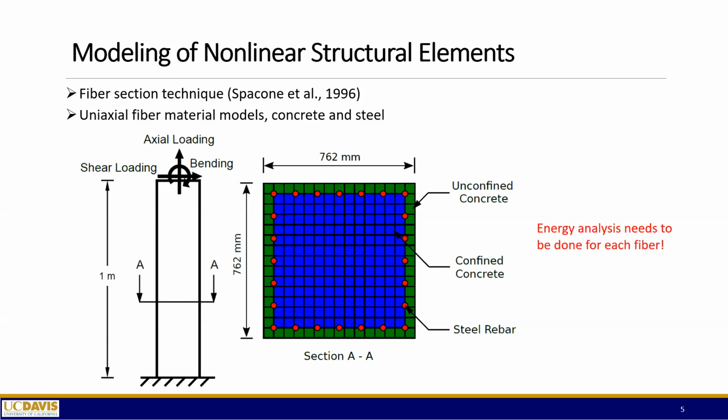But one important point here is that each fiber potentially can have a different mechanical response when the beam is loaded. So the energy analysis really has to be done for each individual fiber, and then we can add them together to get the total energy response of the beam elements. As you can see here, we can have a concrete fiber, we can have a steel fiber. So basically we need to develop the energy calculation for each of those material models.